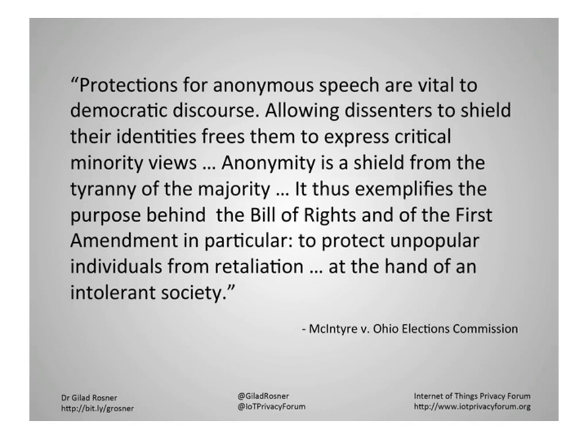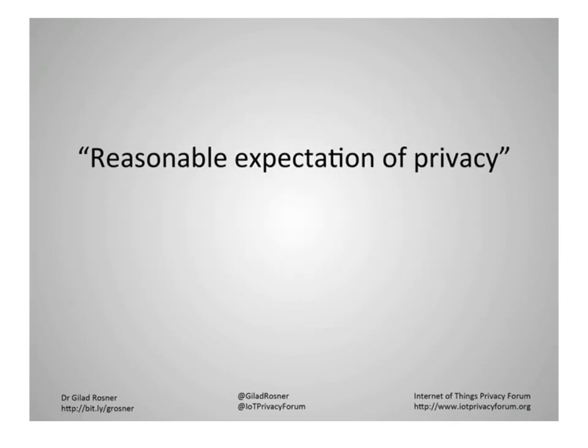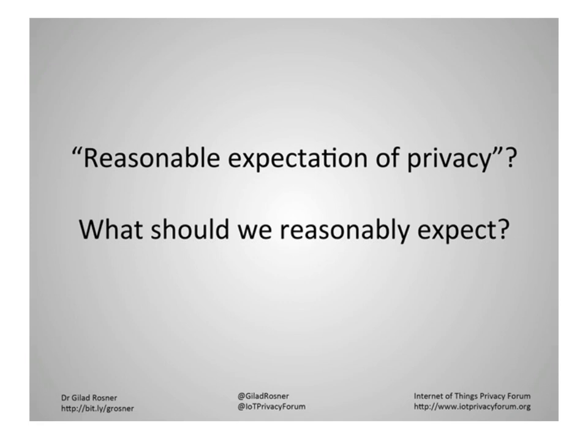It thus exemplifies the purpose behind the Bill of Rights and of the First Amendment in particular, to protect unpopular individuals from retaliation at the hand of an intolerant society. A lot of the modern discussion of privacy in the U.S. revolves around the concept of the reasonable expectation of privacy. In other words, when a person reasonably expects that their communications or actions can be thought of as occurring in a private context. However, the problem with this standard is that with so much invisible monitoring of us going on, such as the metadata logs of our phone calls, emails flowing through social media sites, data collected by private video cameras, data brokers selling information about us, and televisions which may or may not be listening, what should we reasonably expect? Many people, quite reasonably, believe that they have very little privacy left.